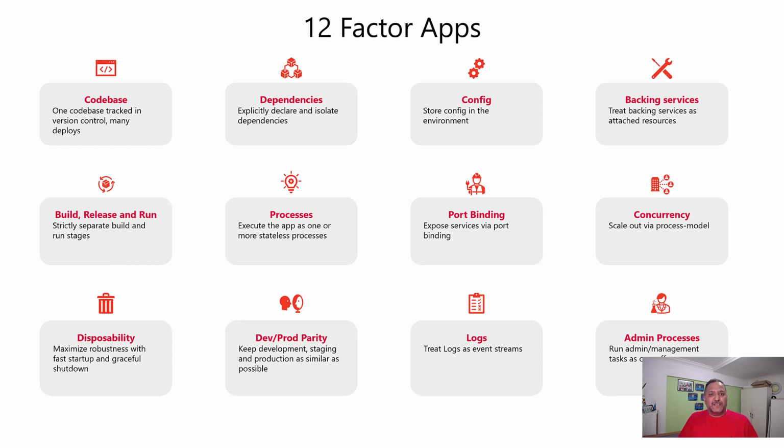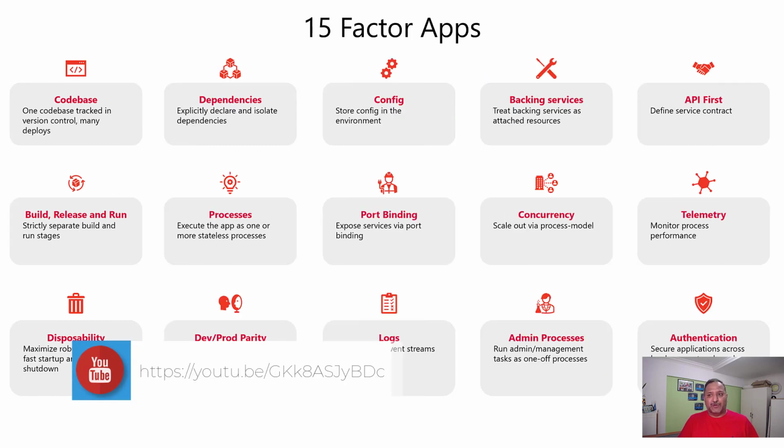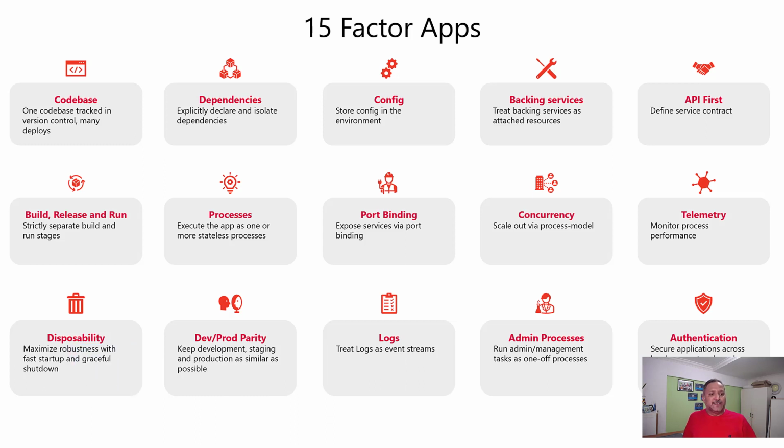So in the earlier video, we started with looking at what are the 12 factor apps, which is used for developing and deploying cloud native applications. And then we also looked at the additional 3 factors, which is the API first, telemetry and authentication, which has got added over a period of time. And now we have a set of 15 factors which define how a cloud native application should be developed and deployed to different cloud environments.